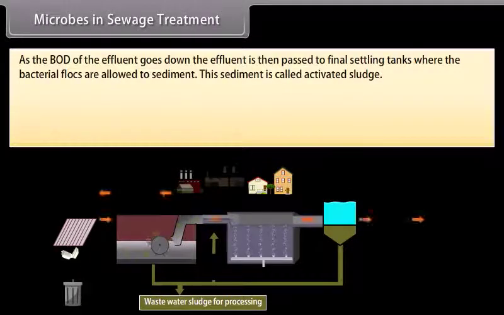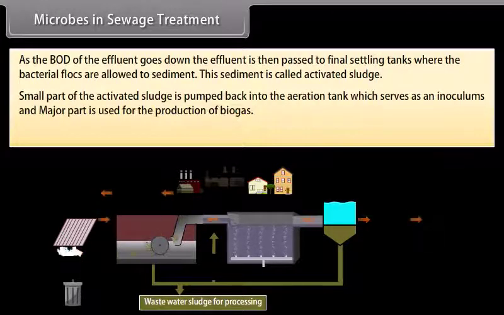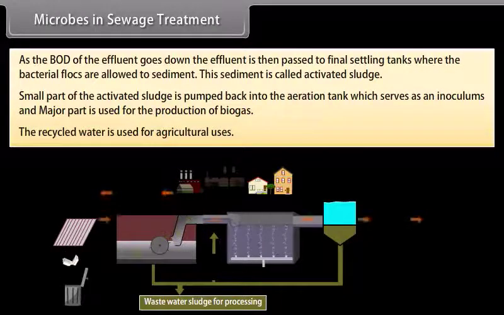As the BOD of the effluent goes down, the effluent is then passed to final settling tanks where the bacterial flocs are allowed to sediment. This sediment is called activated sludge. A small part of the activated sludge is pumped back into the aeration tank, which serves as an inoculum, and the major part is used for production of biogas. The recycled water is used for agricultural uses.